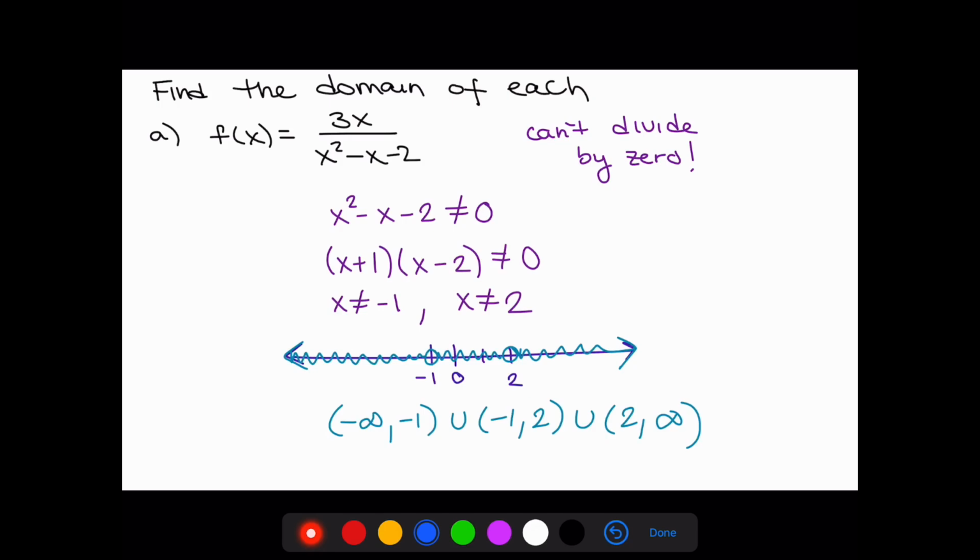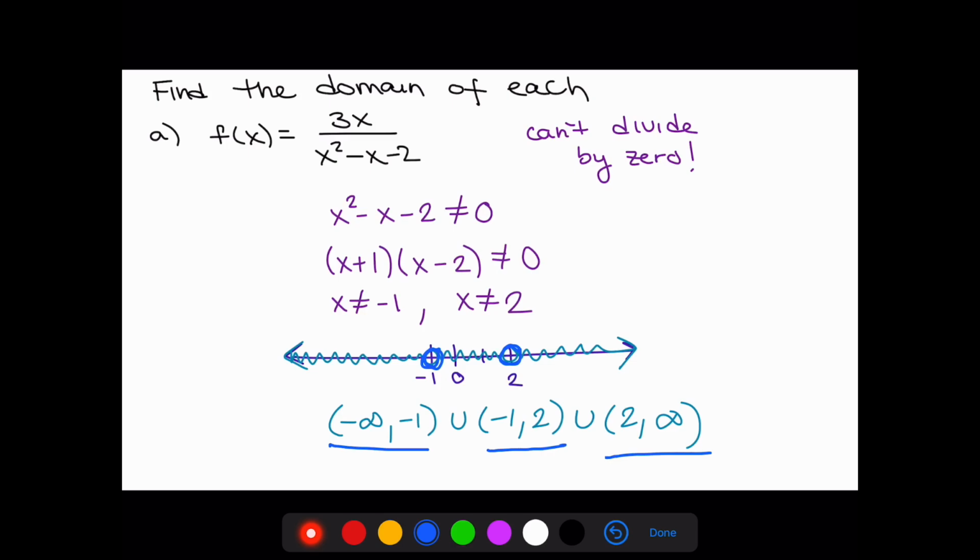At the bottom of the screen now, I have this answer written in interval notation. So basically the domain is every single number from -infinity to +infinity, except not the -1 and not the 2. And so in interval notation, that would be everything from -infinity to -1. The middle part of the number line is -1 to 2. And the right side of the number line would be 2 to infinity.